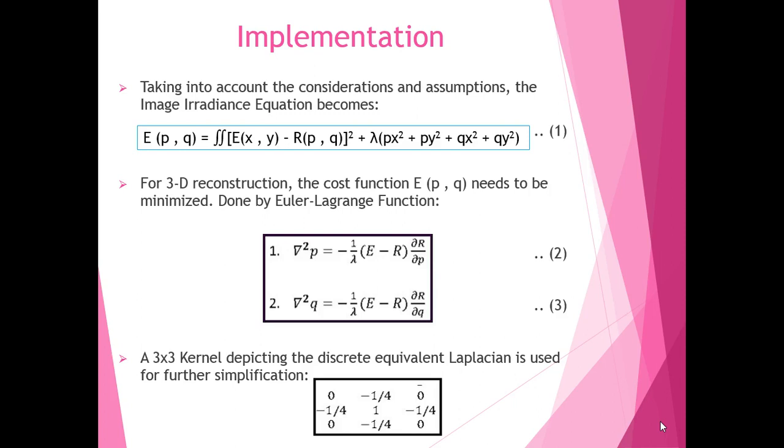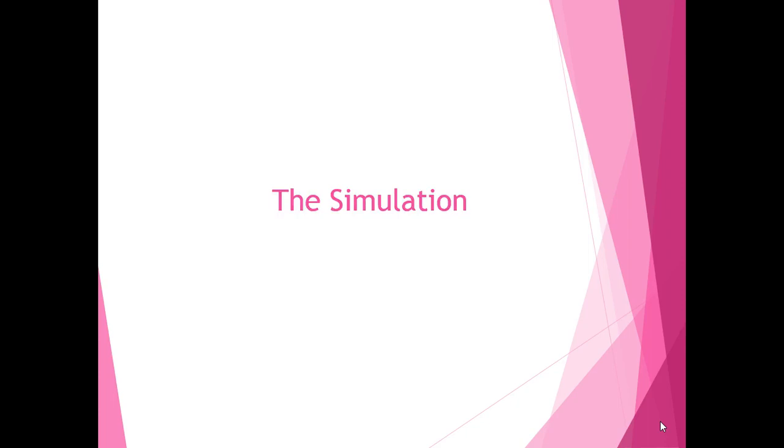Also, in this project, a 3x3 kernel depicting the discrete equivalent of the Laplacian is used for further simplification. Now coming to the simulation. The simulation is carried out for two objects as inputs. One object is a regular spherical structure and the other is a somewhat non-regular object, a human picture. The first object produces a regular circular two-dimensional shading image, whereas the second object produces a somewhat non-regular two-dimensional shading image.